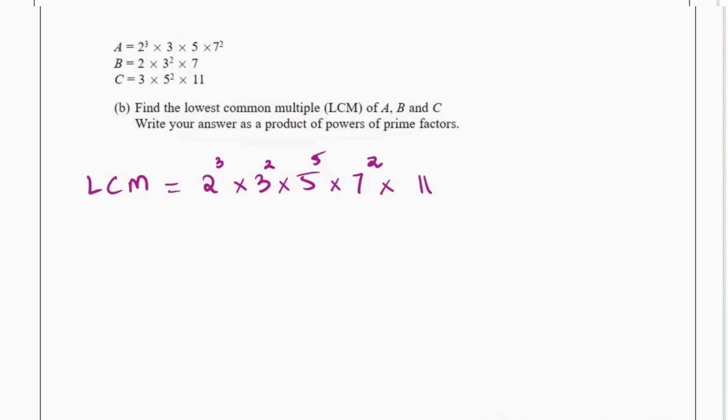For lowest common multiple, you pick all of the bases, whatever prime factors you get for the 2 numbers or 3 numbers you're comparing. You write all of those numbers, and then for the powers, you pick the highest power. We don't combine the powers. If you notice, I did not write the power of 2 as 4. I picked the power from A because A showed the highest power of 2. Similarly, B showed the highest power for 3, C showed the highest power for 5, and A showed the highest power for 7. This is how we choose the powers.